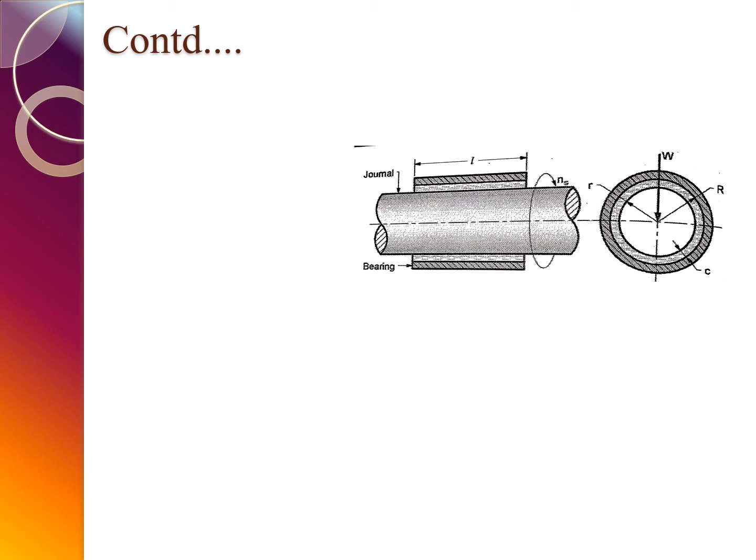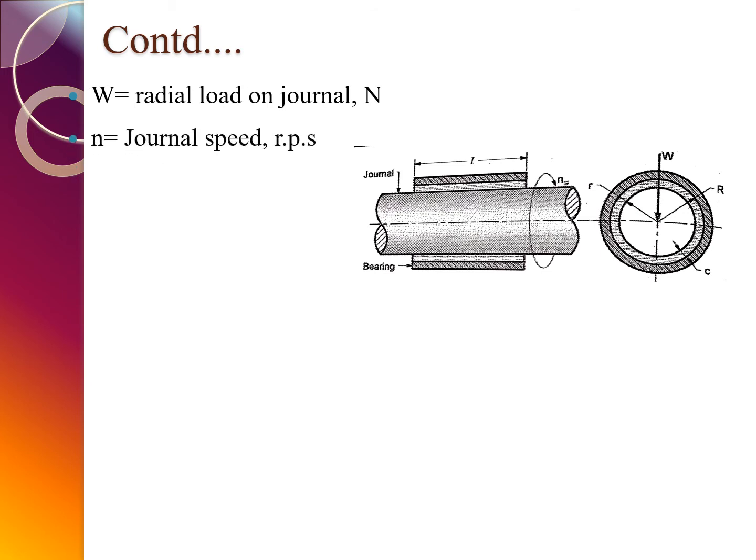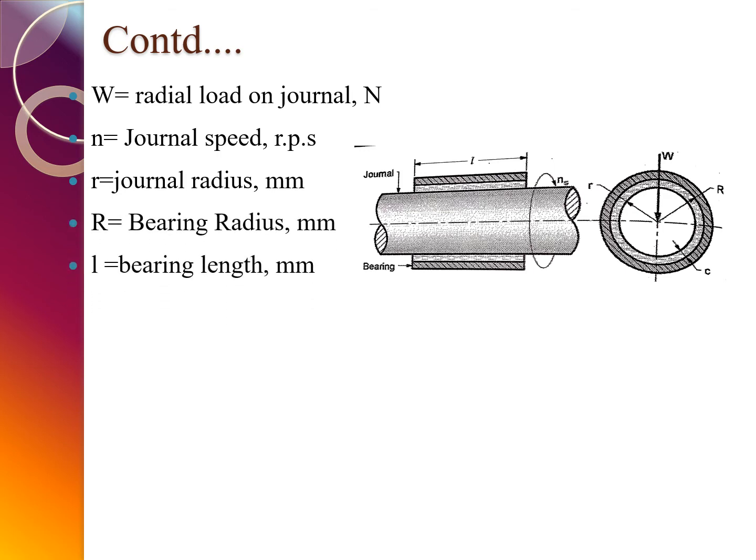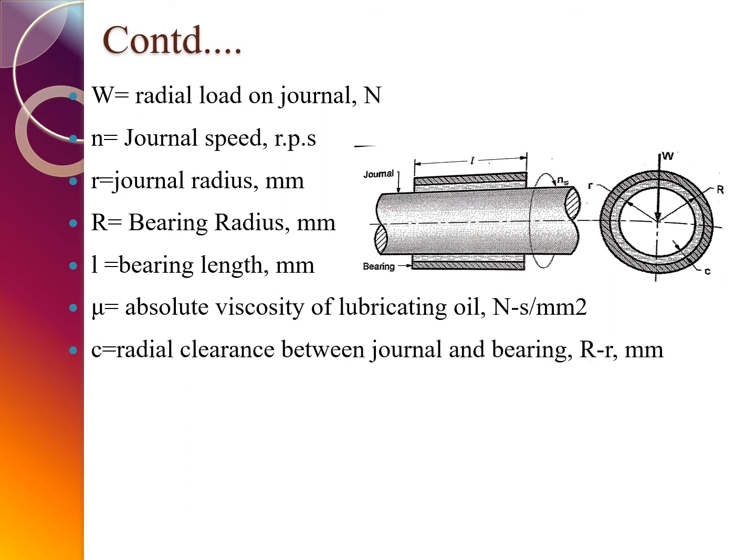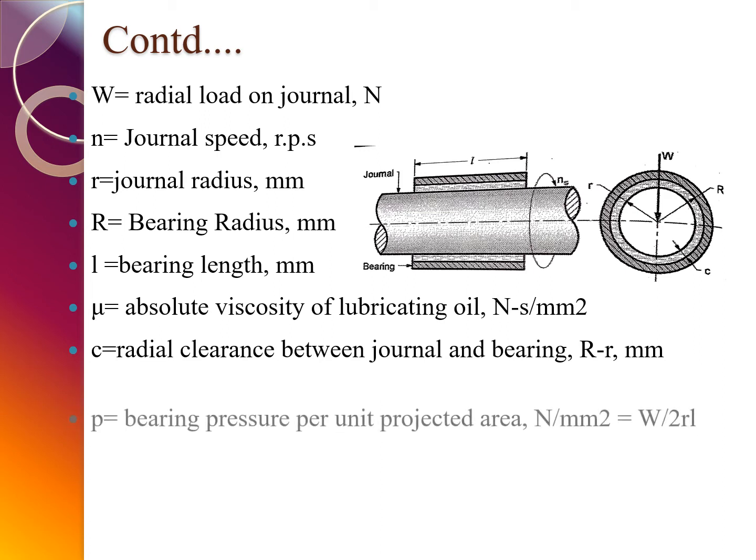See, this is a figure. Journal is enclosed within the bearing of length L and W is load acting on journal perpendicular to the rotation. W is radial load on journal in Newton. Small n is journal speed in revolution per second, small r is journal radius in mm, capital R is bearing radius in mm, small l is bearing length in mm. Mu is the absolute viscosity of lubricant oil in Newton second per mm square. C is radial clearance between journal and bearing. It is equal to capital R minus small r.